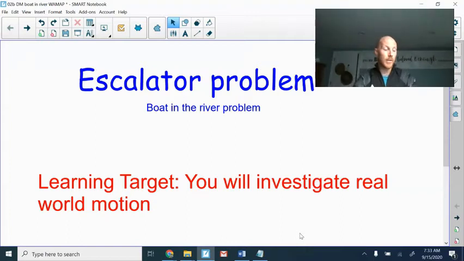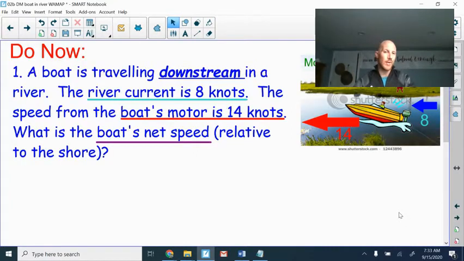Calculator problem today. The infamous boat in the river problem. Learning target is again that you will investigate real world motion. One of the things we've gotten lost a little bit in this whole distance learning thing is that we normally have an entry task, which I call a do now.